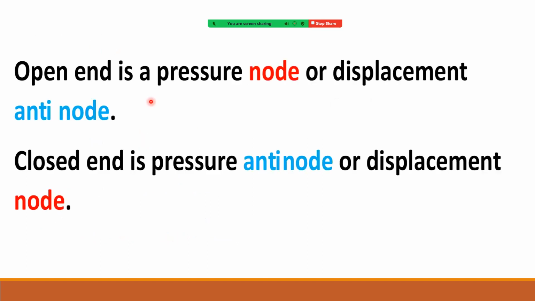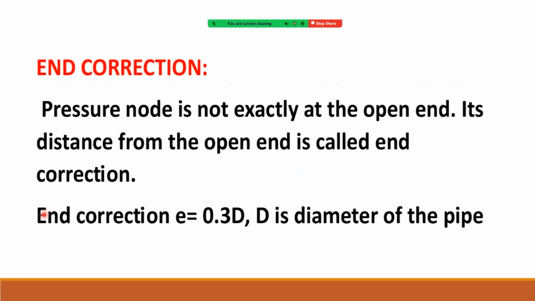Next, open end is a pressure node, or displacement antinode. This we have discussed. Closed end is a pressure antinode or displacement node, right? Because the particles cannot vibrate at a closed end. That's why it is a displacement node.